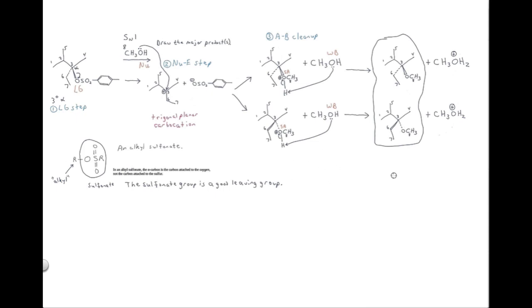This is the first problem in this series where we've dealt with a sulfonate leaving group. So we saw this is the general structure for a sulfonate. You need to know that in a sulfonate, the alpha carbon is the carbon attached to the oxygen, not the carbon attached to the sulfur. That's how we knew carbon 3 was the alpha carbon in this case, not this carbon. You need to know that sulfonates are good leaving groups.